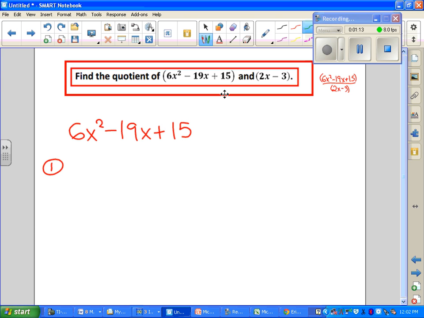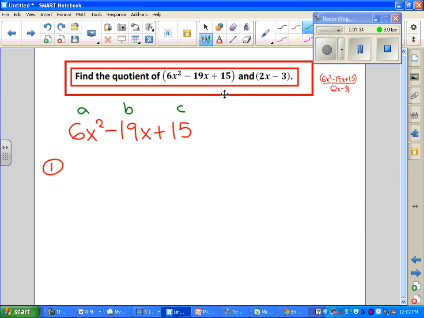Okay, this one: 6x squared, 19x, and 15. 6 breaks down to 2 and 3. 19 is prime, and 15 is 3 and 5. They have nothing in common, so you can't factor out any GCF. Let's go back to our old friend, the multiplying method.